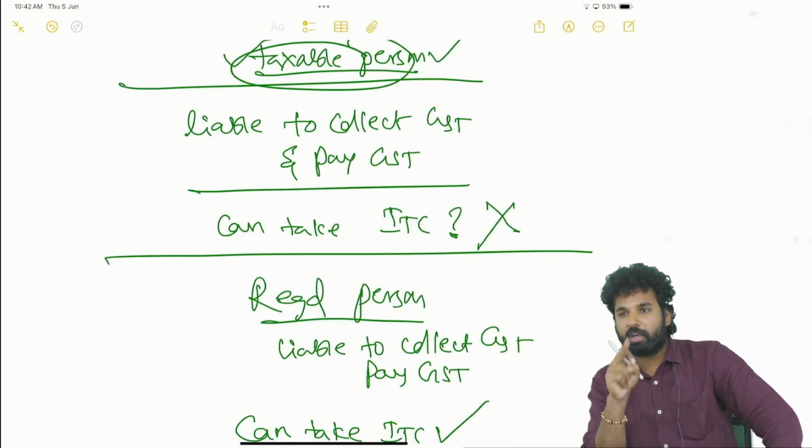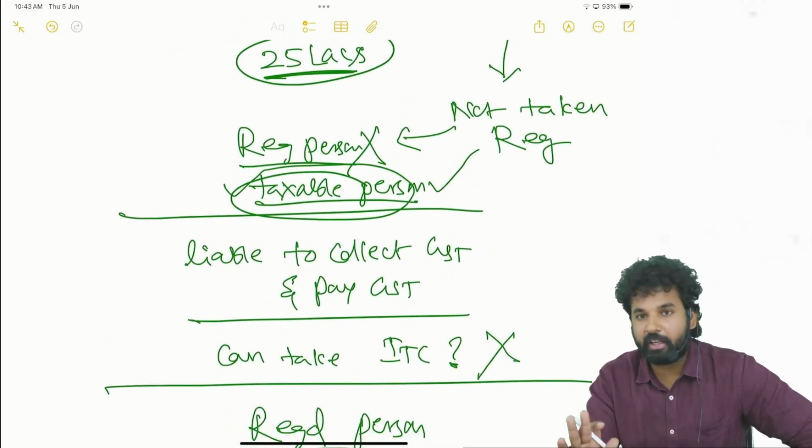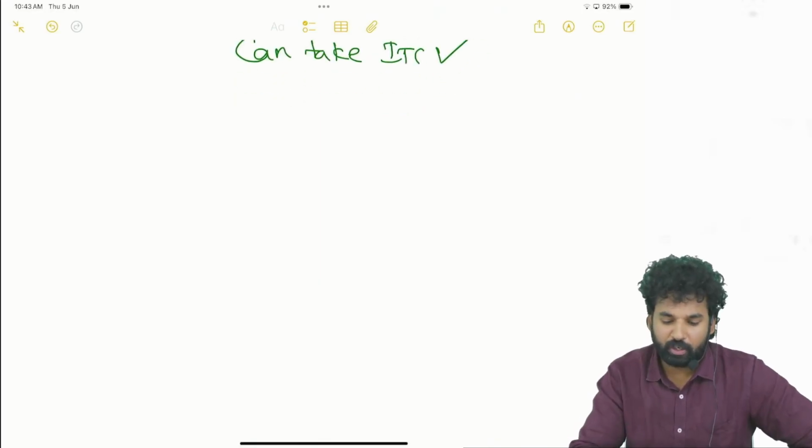If at all they want to claim ITC, then they have to get themselves registered. You got this point? Right. So that's why there shall be a clear-cut difference between taxable person and registered person. So we have already had a discussion.